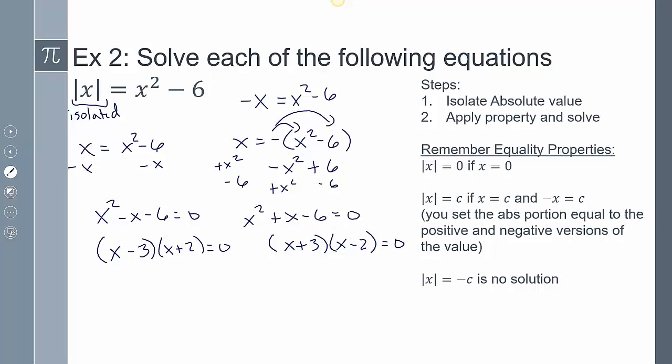x minus 3 and x plus 2. x plus 3 and x minus 2. I know, they're close, but just understand that they're not the same. So my solutions are going to be 3, negative 2, negative 3, and positive 2.